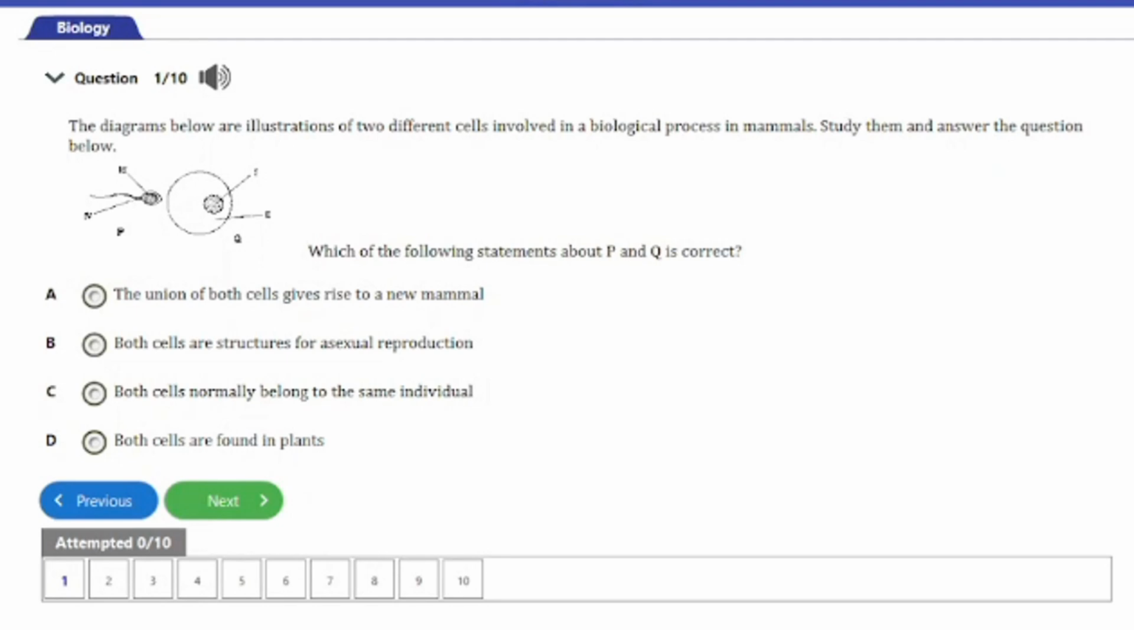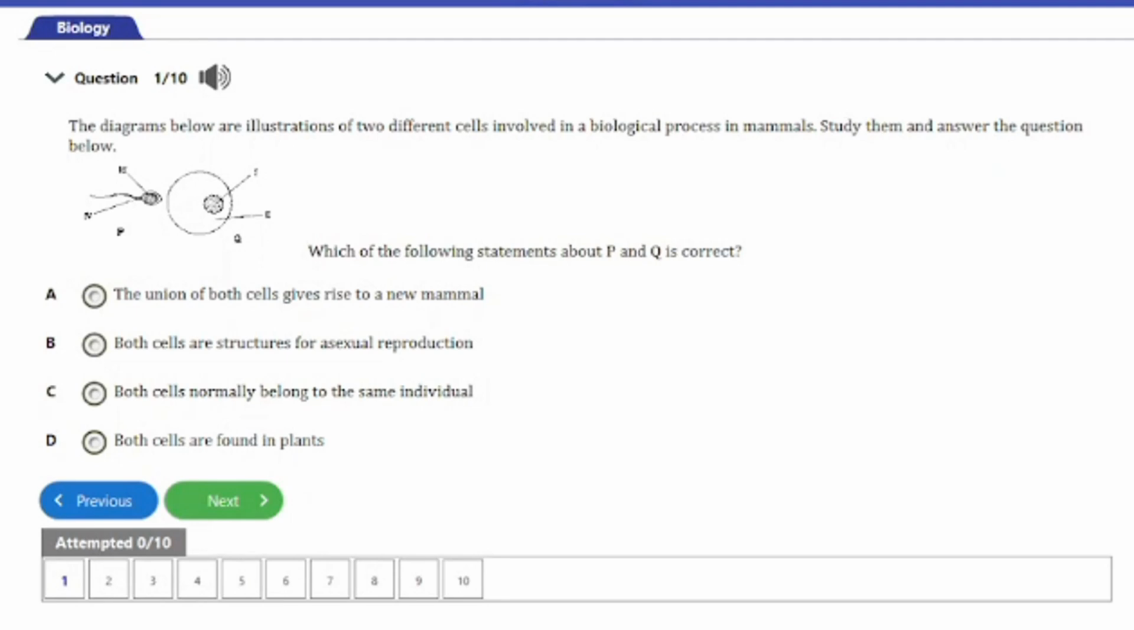It says, the diagram below is an illustration of two different cells involved in a biological process in mammals. Study them and answer the question. Which of the following statements about P and Q is correct? A. The union of both cells gives rise to a new mammal. B. Both cells are structures for asexual reproduction. C. Both cells normally belong to the same individual. D. Both cells are found in plants.